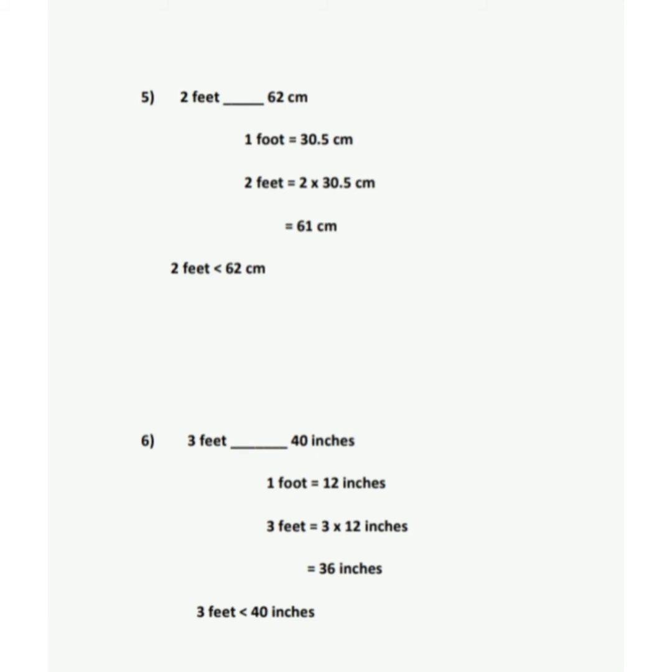Next problem is 2 feet dash 62 centimeter. When we are using feet and centimeter, we have to use this formula: 1 foot equal to 30.5 centimeter. So 2 feet equal to 2 into 30.5 centimeter. When we multiply these two numbers, it is equal to 61 centimeter.